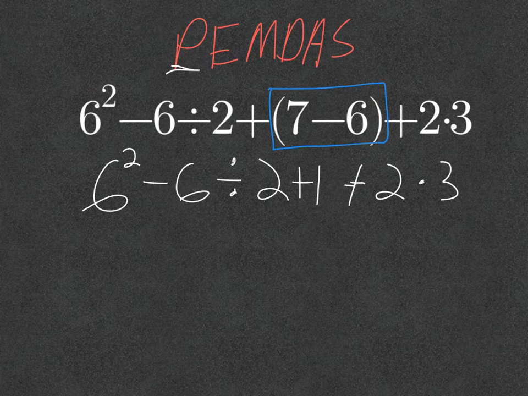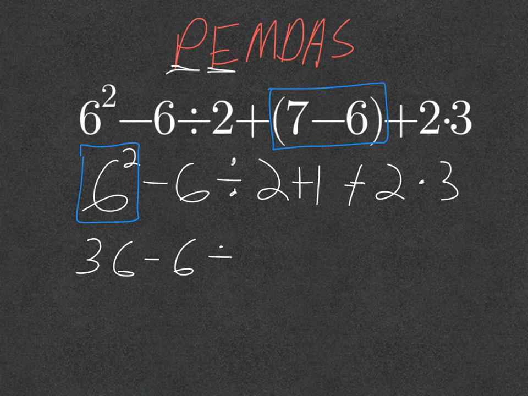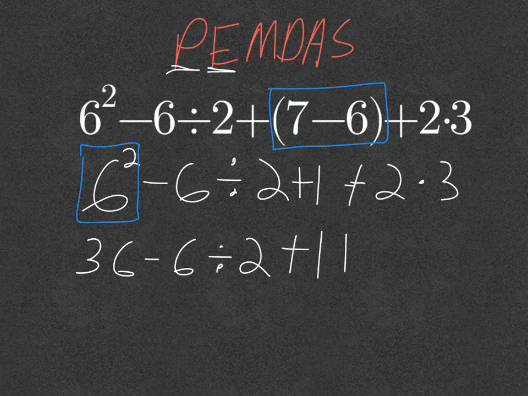So now, do we have any more parentheses? No. So we move on. Exponents. Do we have any exponents? Yes, we do, right? We got 6 squared. So let's evaluate that, and then we'll rewrite the rest. 6 squared is 36, right? So 36 minus 6 divided by 2 plus 1 plus 2 times 3.